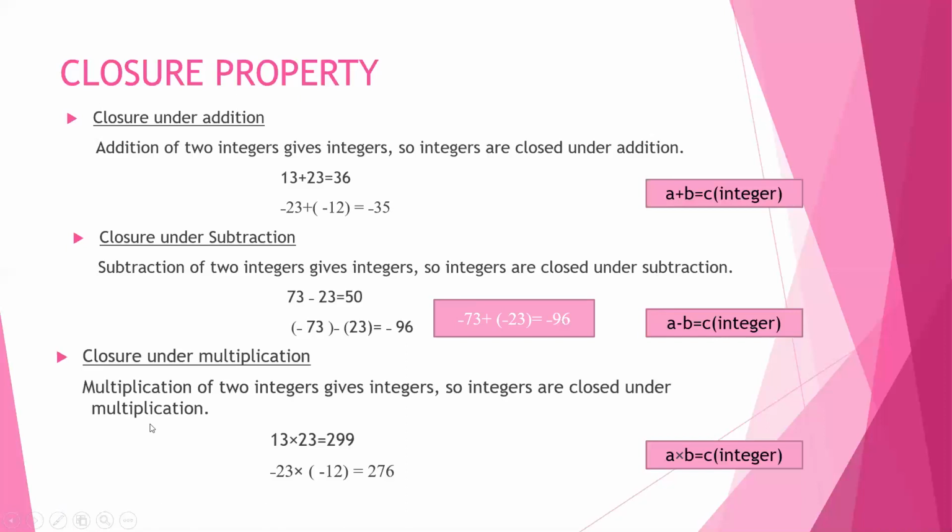When we are taking the case of multiplication and we are multiplying two integers, here 13 multiplied by 23, the product is 299. And in the second example, when I'm multiplying minus 23 by minus 12, the product is 276, and according to the rule of multiplication, when negative and negative, a common sign, is there, the product will be positive. So here the product is again an integer, so it is true in both cases. So we will say that integers are closed under multiplication.